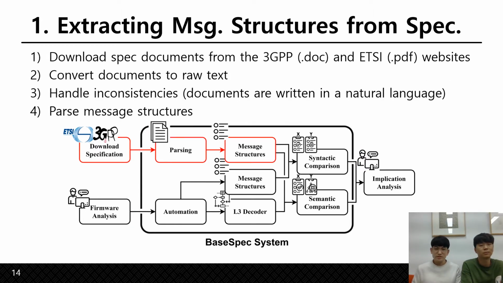To extract message structures from the specification, we first download the documents from two websites. Then we convert the documents into a raw text form. Here, we use the two different websites to address problems in the raw text conversion. As the documents are manually written in a natural language, we should remove inconsistencies in them. Then we parse the message structures.